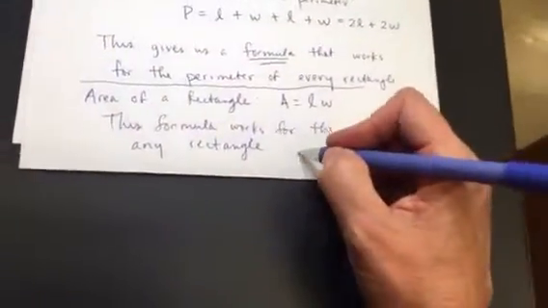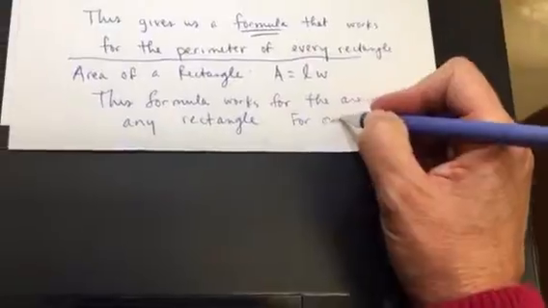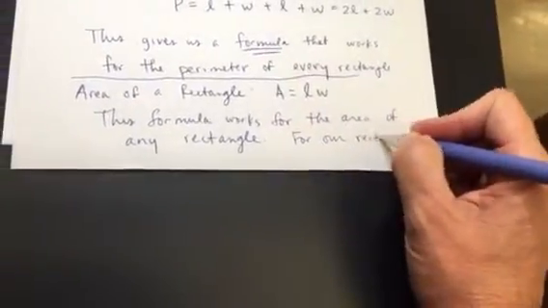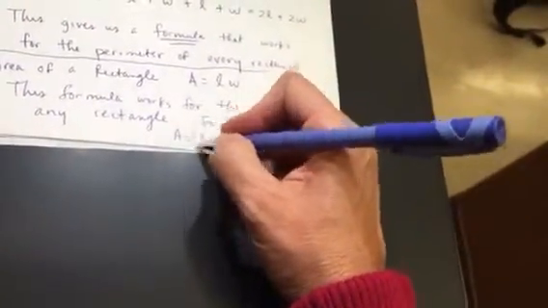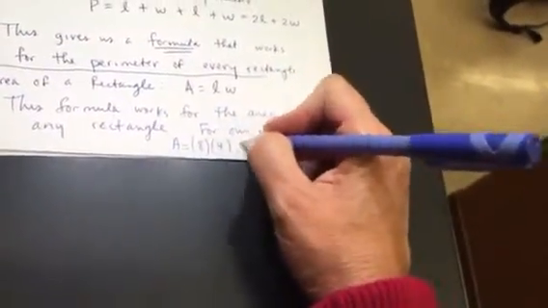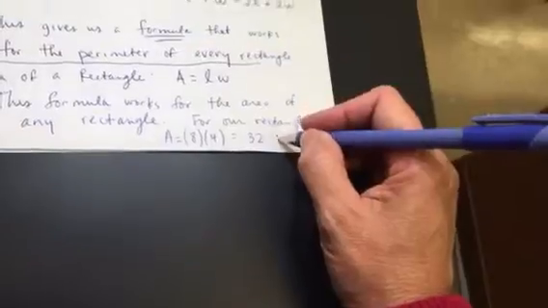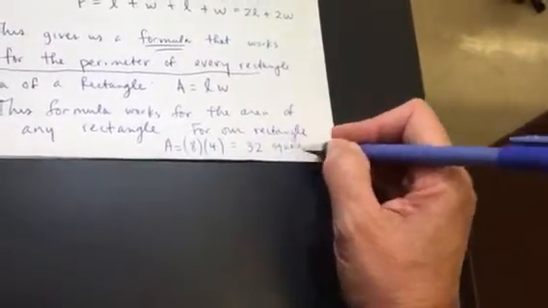For our problem, for our rectangle, yes, is that okay? Area is 8 times 4. If you said 4 times 8, that's okay. 32 what? Square units.